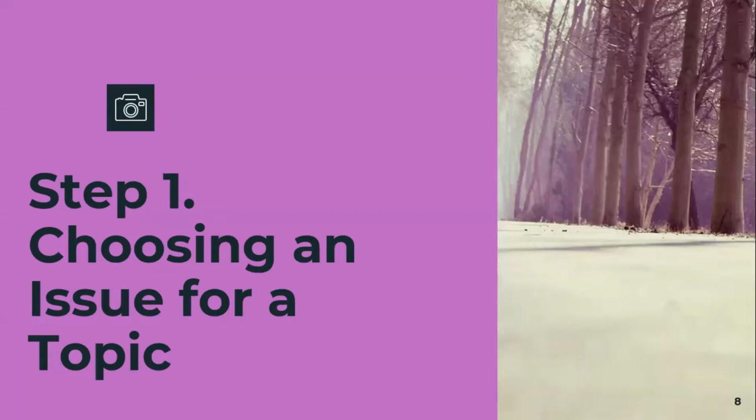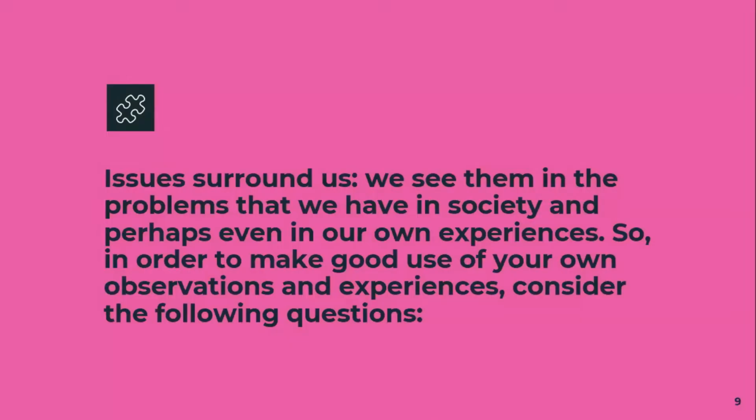So let's start with step one, choosing an issue for a topic. Issues surround us. We see them in the problems that we have in society and perhaps even in our own experiences. So, in order to make good use of our own observations and experiences, consider the following questions. So, in choosing an issue for a position paper, you can find it from the present issues that we are currently facing or even your own experience. This means that choosing a topic requires a good observations of the things around us.